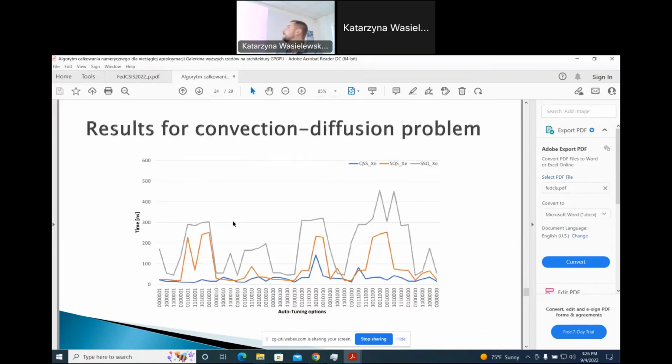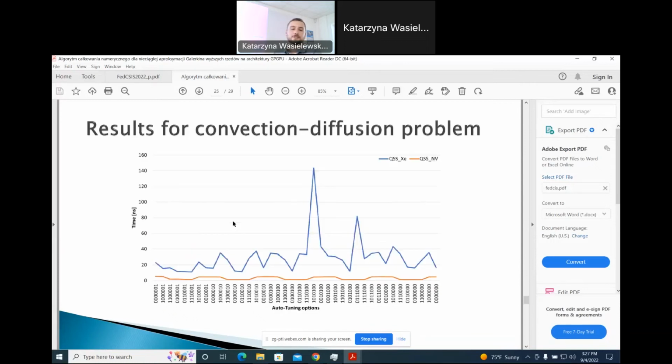Here we have results for the convection diffusion problem. It's the most resource-consuming task, and as you can see, it's similar to the previous one, but in the same configuration, tuning in similar auto-tuning options, we have the very same results.